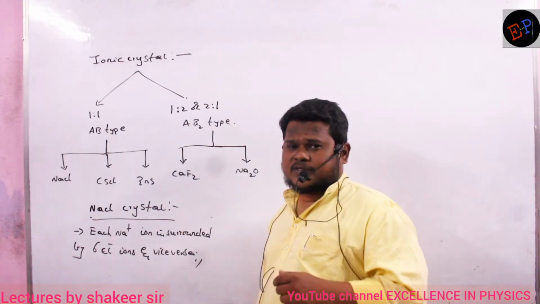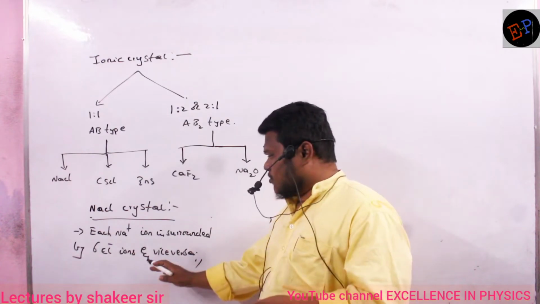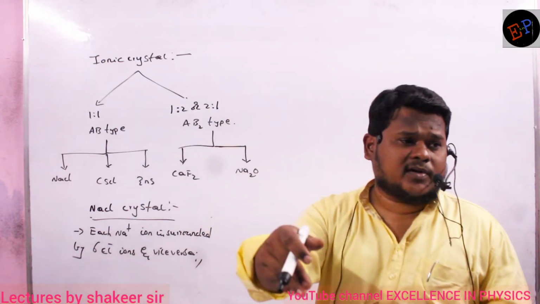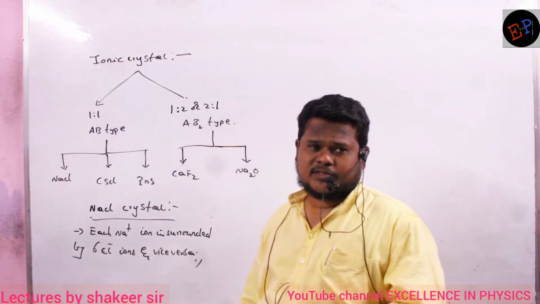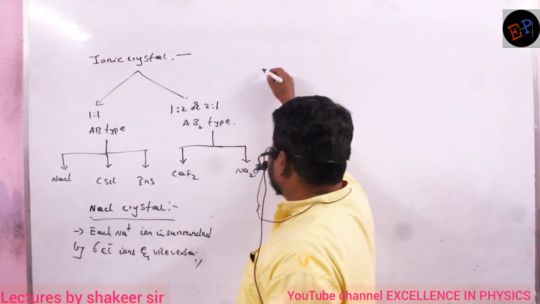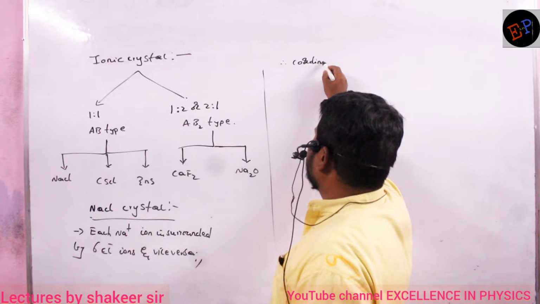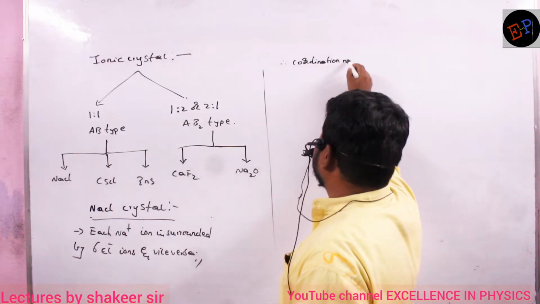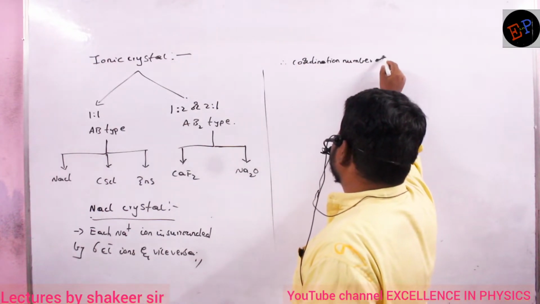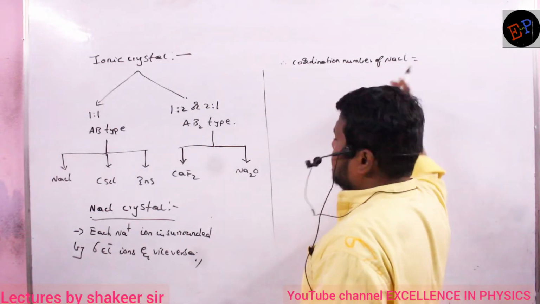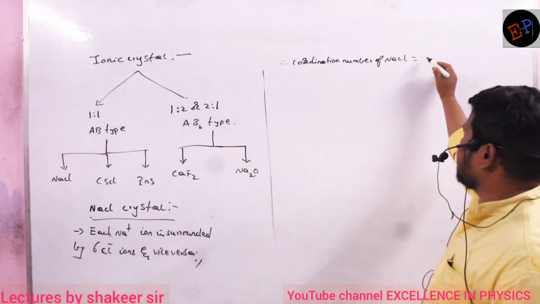And what is meant by vice versa? Each chlorine ion also is surrounded by 6 sodium ions. So therefore, can you say what will be its coordination number? Therefore, the coordination number of NaCl is 6.